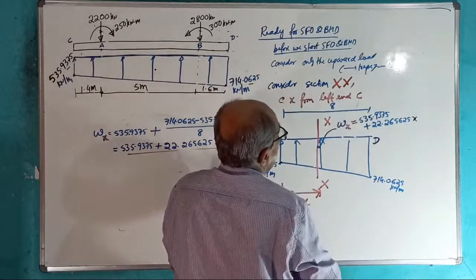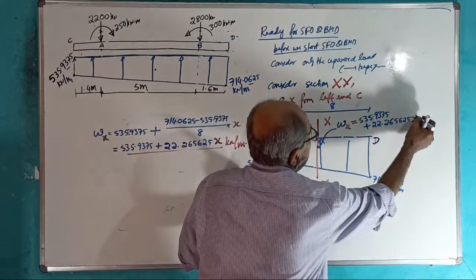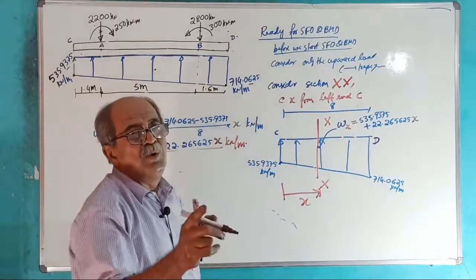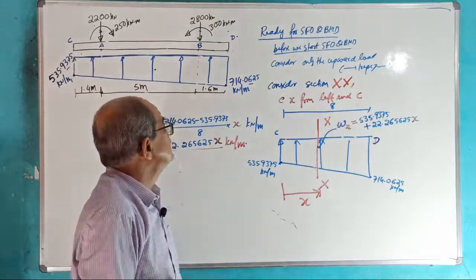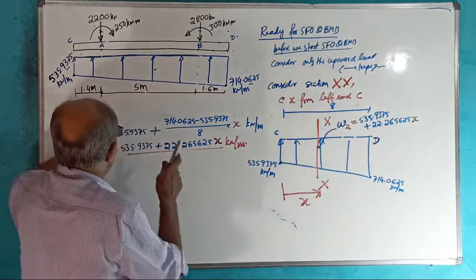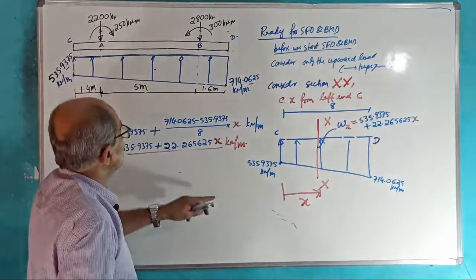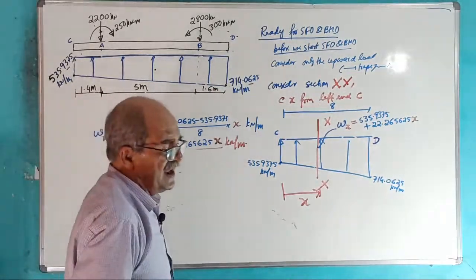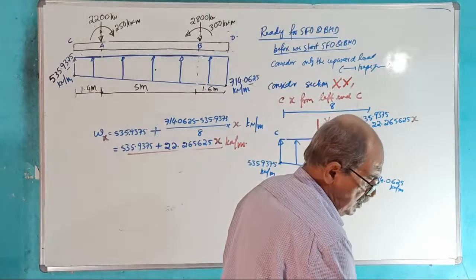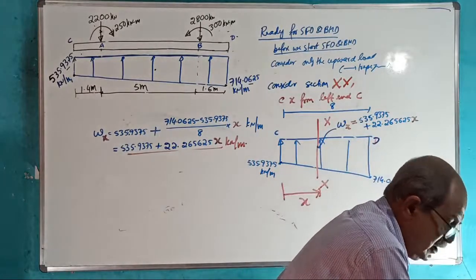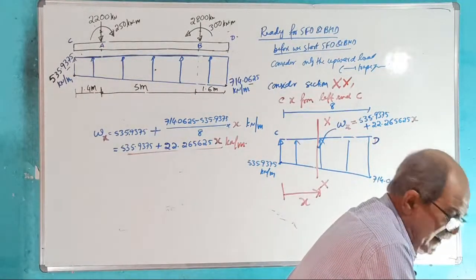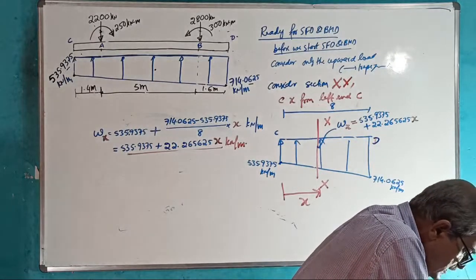Or you can do one thing. You can check the answer. Substitute x equal to 0 in the equation here. Tell the answer. You get the intensity at the left hand. What is the answer? You get the intensity at the left hand. How much answer? Tallying or not tallying?